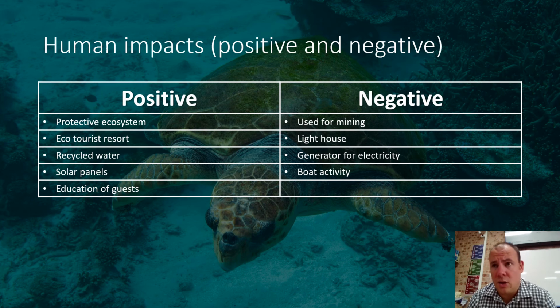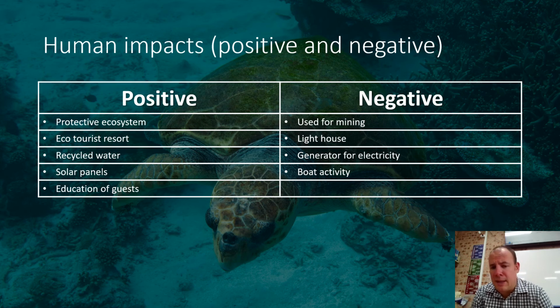It used to be that a generator for electricity was used, a diesel generator, which obviously gives out fumes, and that used to run 24 hours a day. However, now they've moved to solar panels. And then obviously boat activity is not very good for the Great Barrier Reef, because boats can hit the reef and break and damage the reef, as well as upset any animals there.